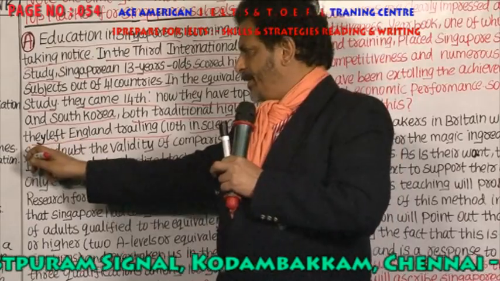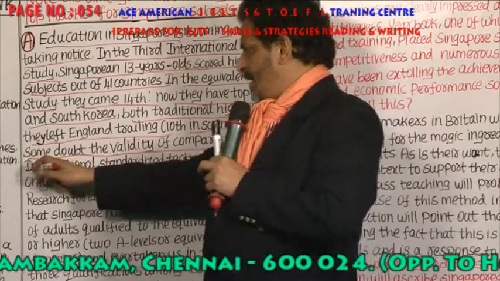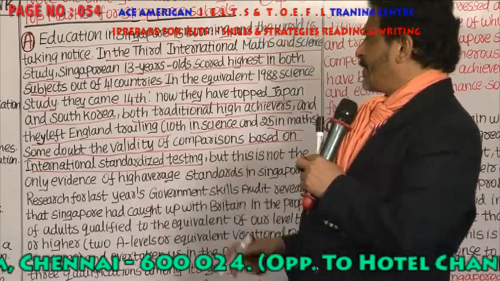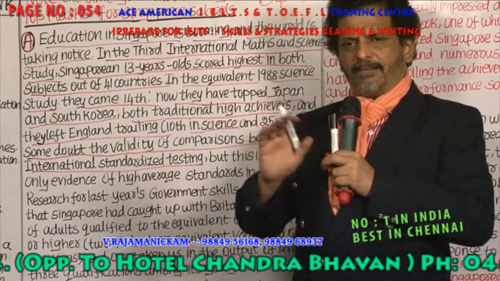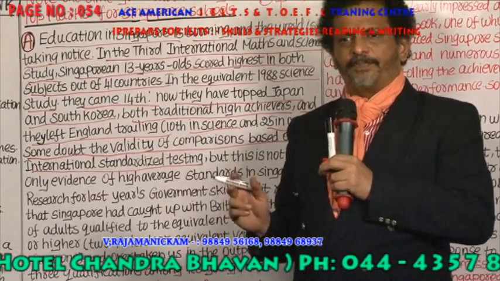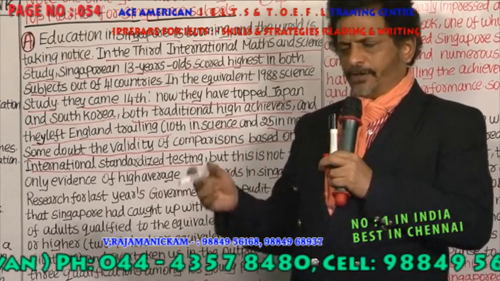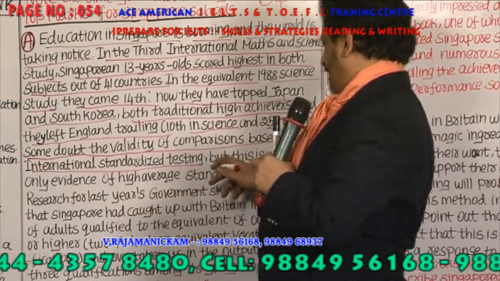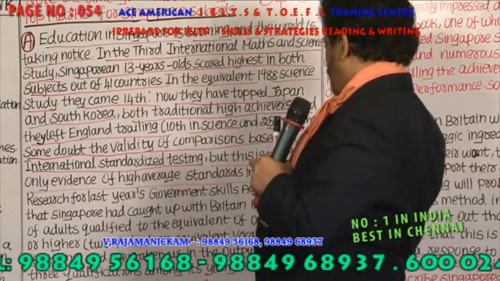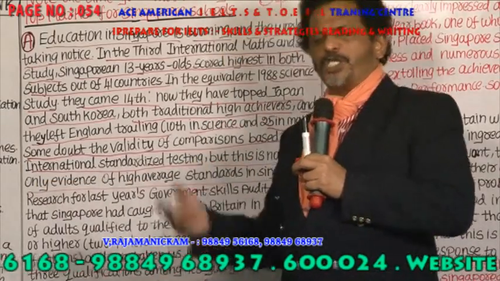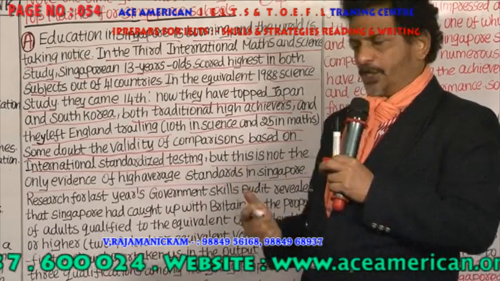Some people may doubt the validity of comparisons based on international standardized testing. Some may doubt the way they have tested, the way they have given Singaporeans first, and what made them compare and give the Britishers 14th. They may doubt, but this is not the only evidence of high average standards in Singapore. Various tests were conducted, and in every test Singaporeans came first in the educational system.